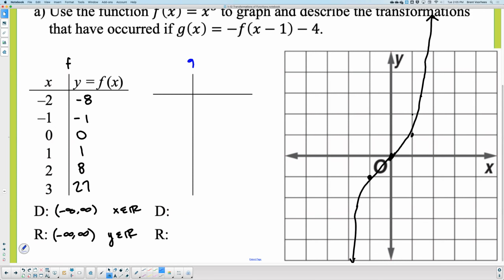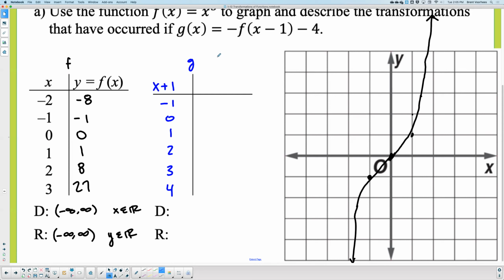I want you to look at g's equation here and tell me what's happened. Now, I start on the inside. This is where transformations of x occur. It says x minus 1, but that's going to be a liar. What is the opposite of subtracting 1? Plus. So every x value is going to get added by 1. Right now, my x values are -2, -1, 0, 1, 2, 3. I just add 1 to each of them. So -2 plus 1 becomes -1. It's going to go -1, 0, 1, 2, 3, and 4.